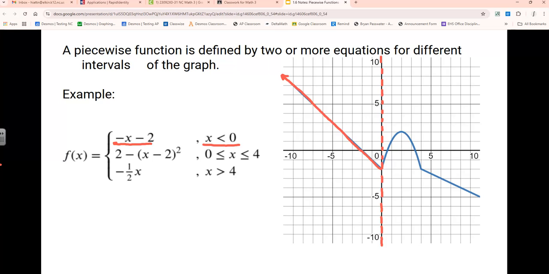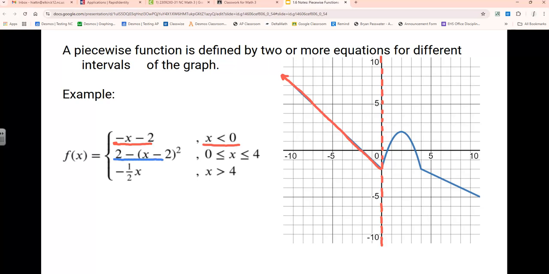And if you remember things about negative x minus 2, that is a linear equation. If you remember y equals mx plus b, it has a slope of negative 1. It has a y-intercept at negative 2. It's this piece of the graph right here. So if the x value you're plugging in is less than 0, you're going to use that part of the graph.